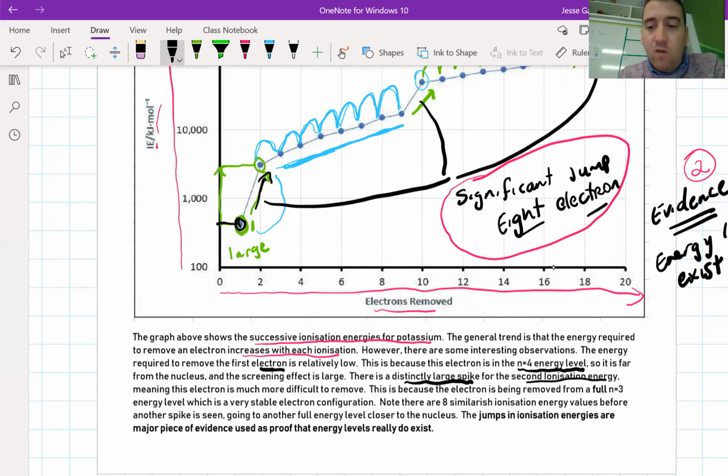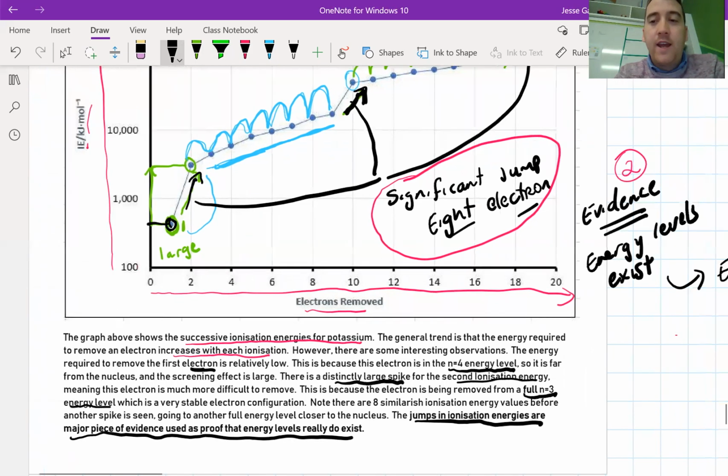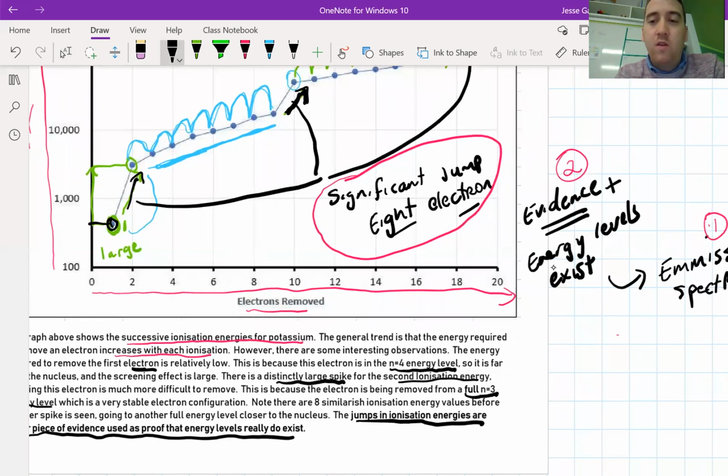This is because the electron has been removed from a full n equal to 3 energy level, which is a very stable electron configuration. Note that there are 8 similar-ish ionization energy values before another spike is seen, going to another full energy level, which is closer to the nucleus. So we see this other spike 8 electrons later. So the jumps in ionization energy are a major piece of evidence used to prove that energy levels really do exist. Again, it might be a good idea for you to make note of the 2 pieces of evidence that support the existence of energy levels.